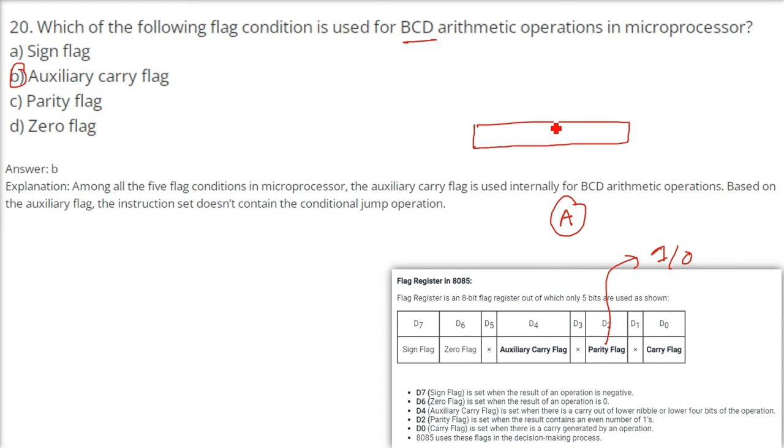Based on this auxiliary flag, the instruction set doesn't contain a conditional jump operation. What does it mean? We have 8 bits, and the smaller part is the nibble. The auxiliary carry flag is set when there is a carry out of the lower nibble, the lower 4 bits of the operation. I'm not talking about the carry from the whole 8 bits. I'm talking about the 4 bits carrying over to the 5th one. That sets the auxiliary carry flag.